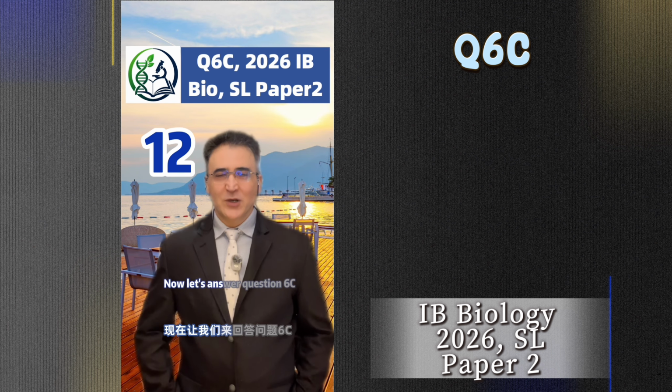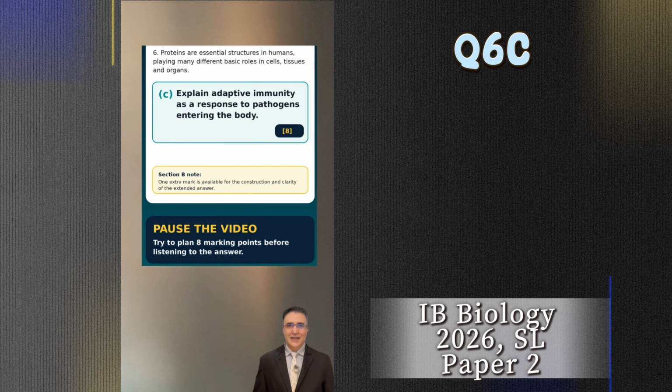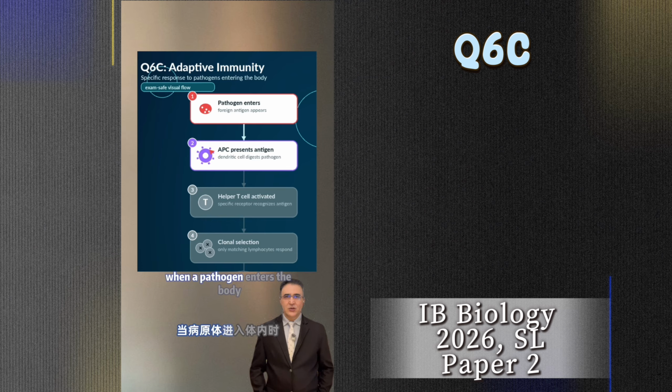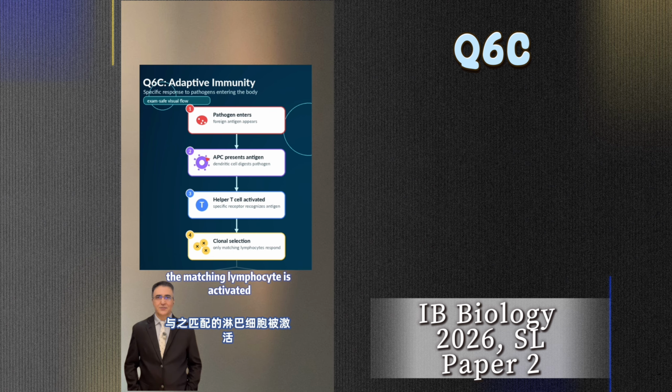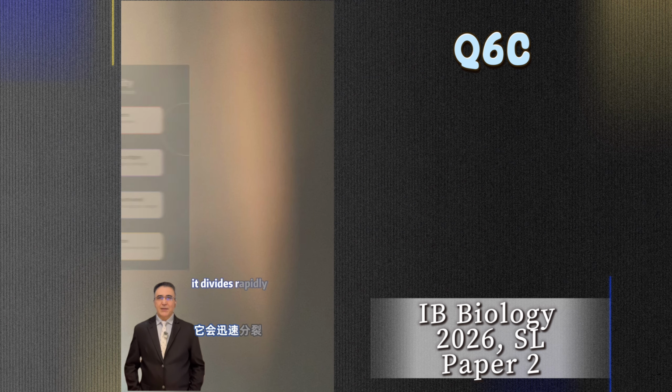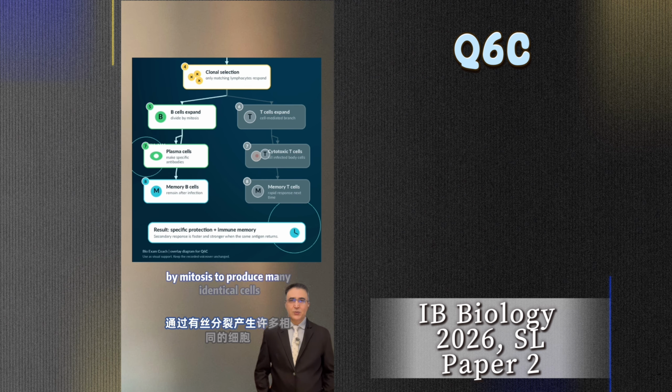Now let's answer question 6c. The adaptive immune system is highly specific. Each lymphocyte recognizes only one particular antigen. When a pathogen enters the body, the matching lymphocyte is activated. It divides rapidly by mitosis to produce many identical cells.